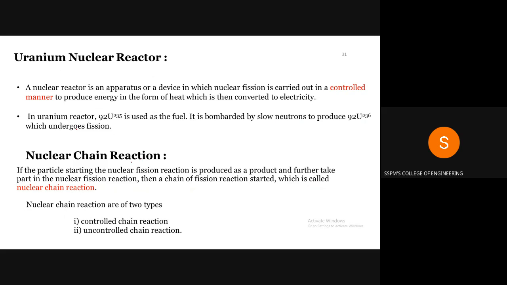Nuclear chain reaction: if the particles produced as a product of the nuclear fission reaction further take part in the nuclear fission reaction, then a chain of fission reactions starts, which is called a nuclear chain reaction. Nuclear chain reactions are of two types. The first one, controlled chain reaction, and the second one, uncontrolled chain reaction.